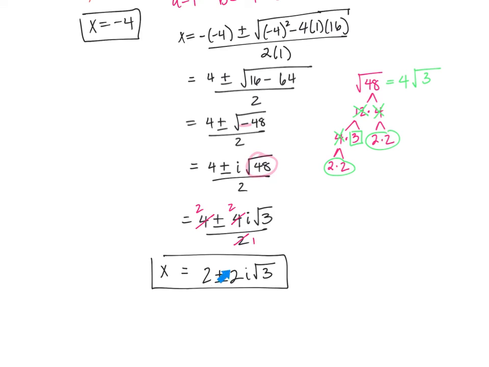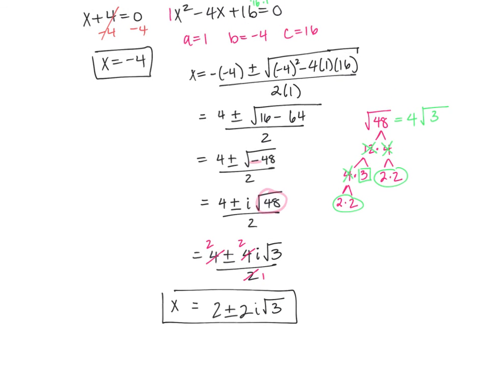And this was quite complicated to find, which is why it's not possible to factor. So it looks like x equals negative 4, but x could also equal 2 plus 2i square root of 3, or x can equal 2 minus 2i square root of 3. And those are my 3 solutions.